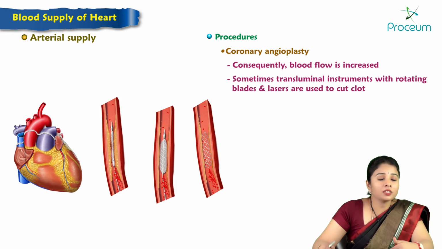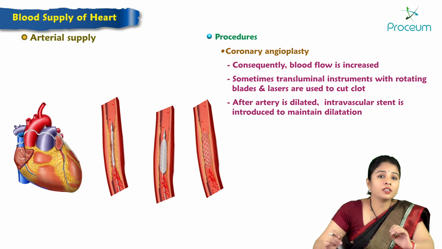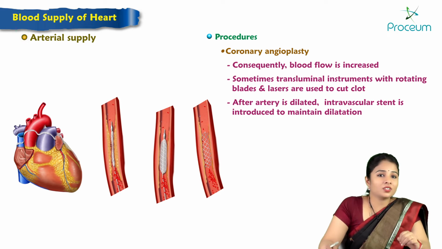Sometimes transluminal instruments with rotating blades and lasers are used to cut the clot. After the artery is dilated, an intravascular stent is introduced to maintain the dilatation. So this procedure is called coronary angioplasty.